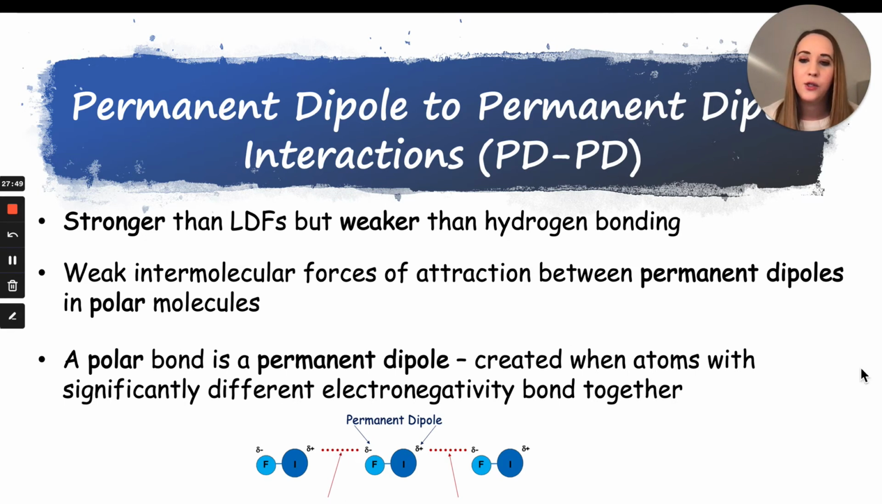Okay, so majority of the time, if you have a polar molecule, this will be the stronger force, so permanent dipoles, unless it's able to form a stronger version of permanent dipoles, which is the final force that we call hydrogen bonding.